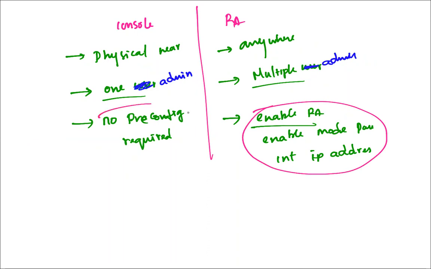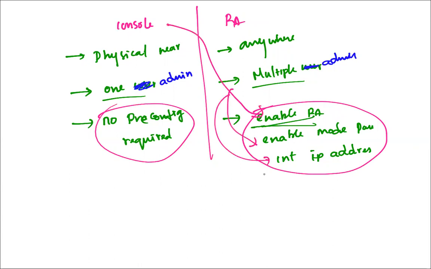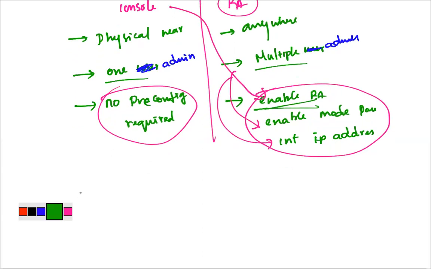Just like that, you can connect to the console of any new router. But can we remote access a new router? No. For a new router, first we have to enable remote access through console. We have to enable remote access, set the enable mode password, assign IP addresses to the interfaces, and only then can you go and do remote access.